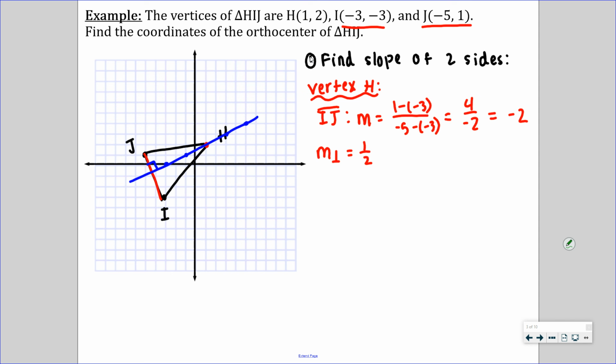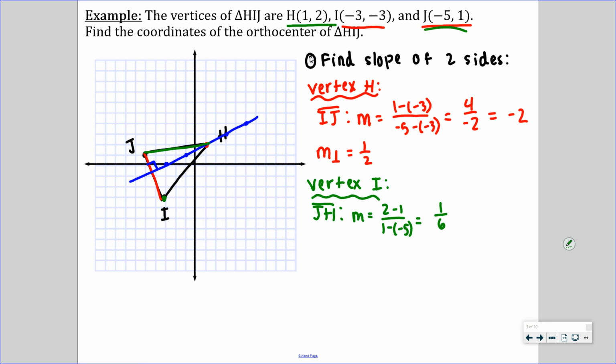Let's do a second side. So the next one I picked vertex I. You could pick J if you wanted to. So the altitude using a vertex of I would go from point I perpendicular to the opposite side, JH. So let's find the slope of JH. All right, so here I would do change in Y over change in X. Doesn't matter what order you do it in as long as you're consistent. So if I start with H, if I do 2 minus 1, I got to do 1 minus -5. And I get 1/6.